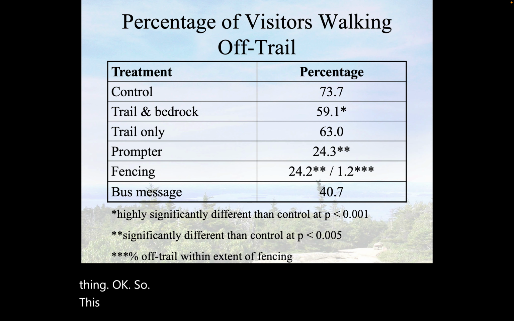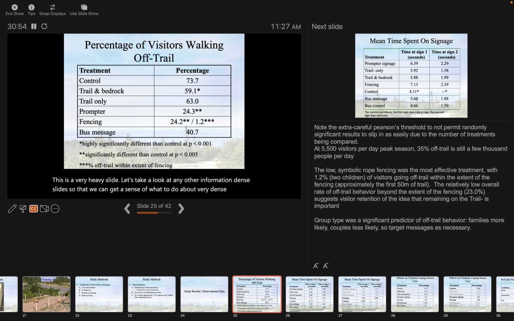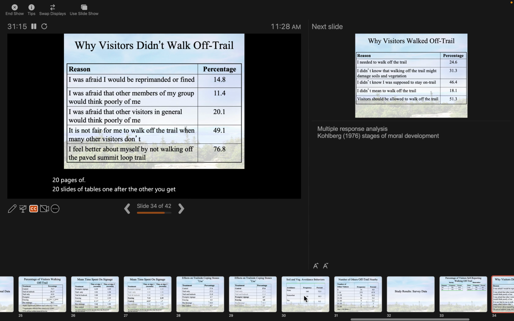So this is a very heavy slide. Let's take a look at any other information-dense slides so that we can get a sense of what to do about very dense displays of information and how we can parse these tables out or format them a little bit differently, so that we're not looking at 20 slides of tables, one after the other. You get the idea?